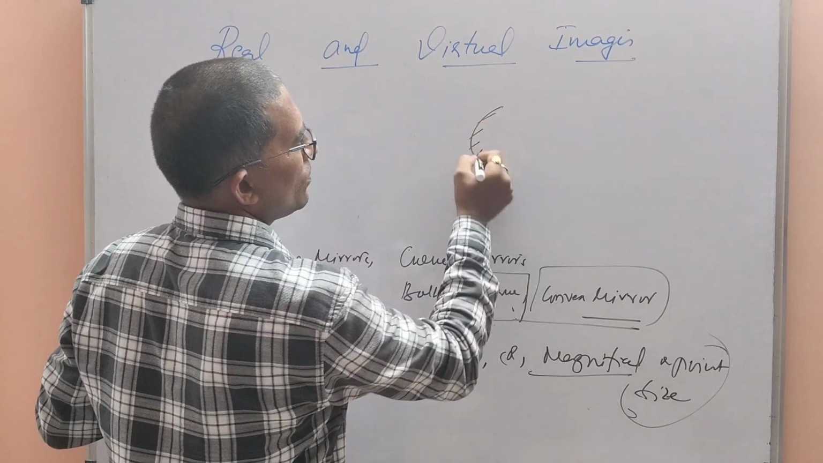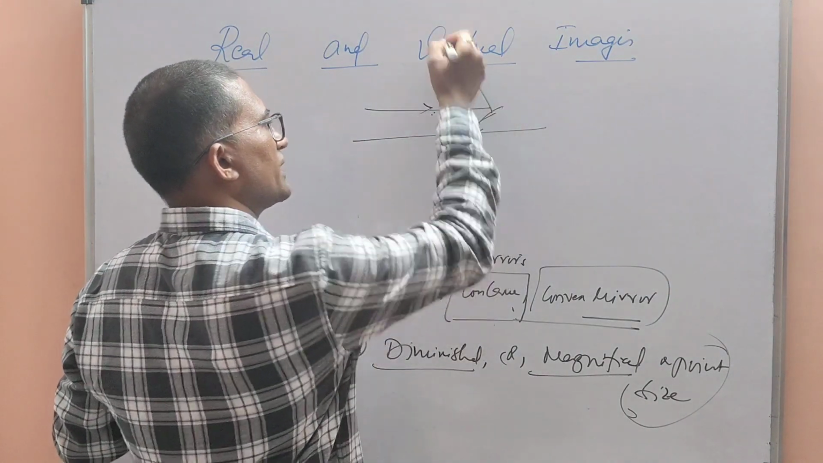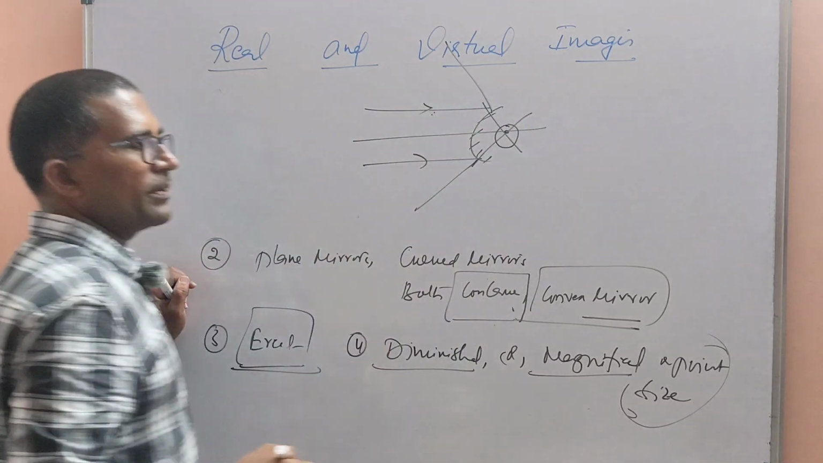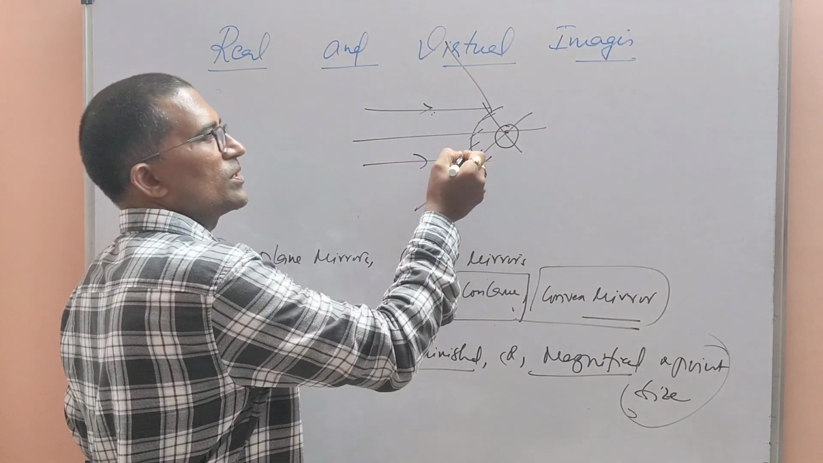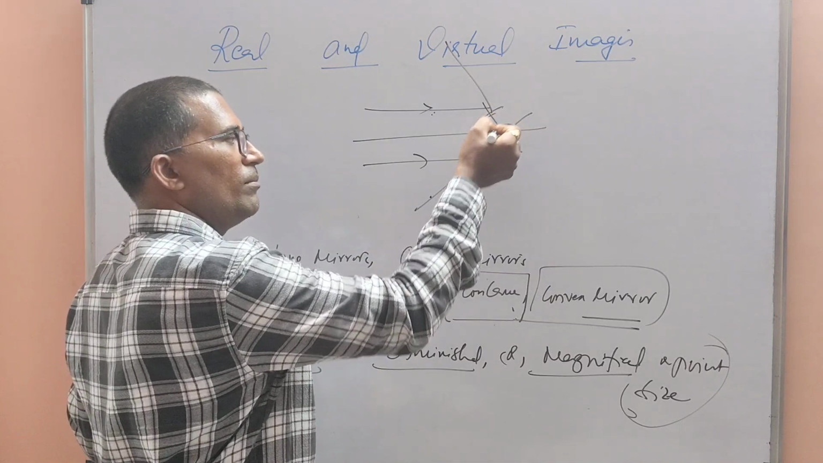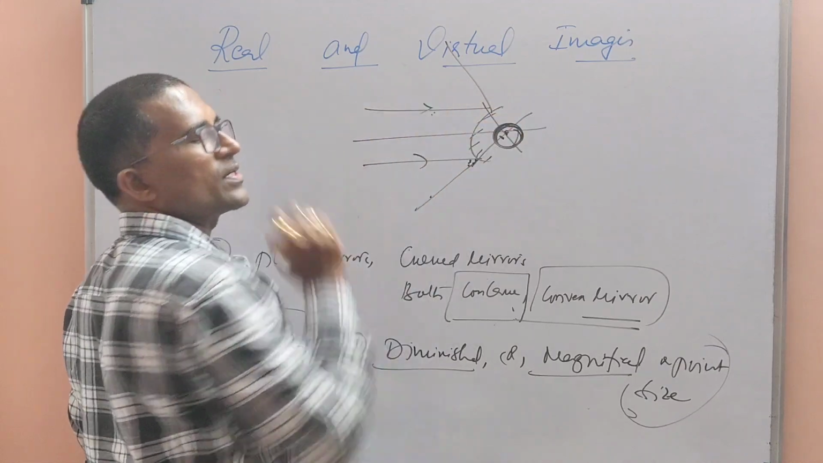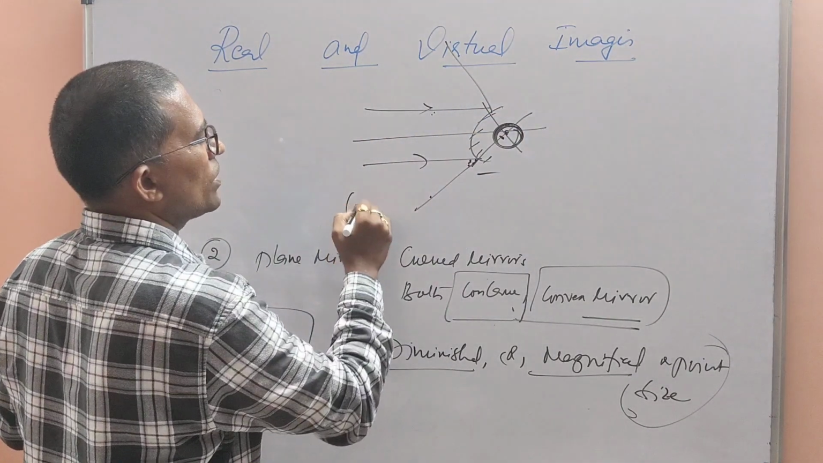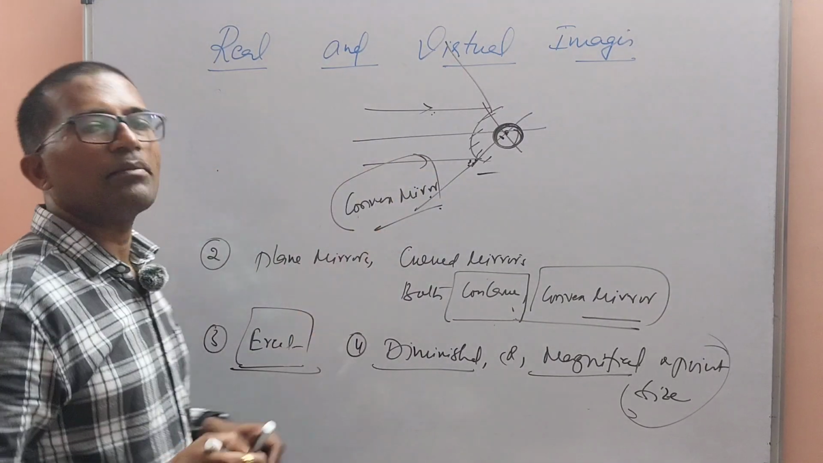Now, this is a convex mirror. You know how the mirror is. Diagram: this is an incident ray, reflected ray. If I extend back this reflected ray, they are going to meet at one particular point inside the mirror. The reflected light rays appear to be coming from the mirror, meeting at one particular point inside the mirror only. Hence the image is formed within the mirror itself. Hence a convex mirror always forms virtual images.